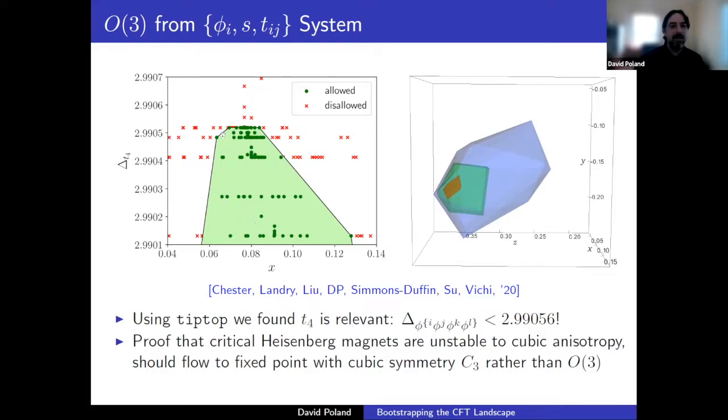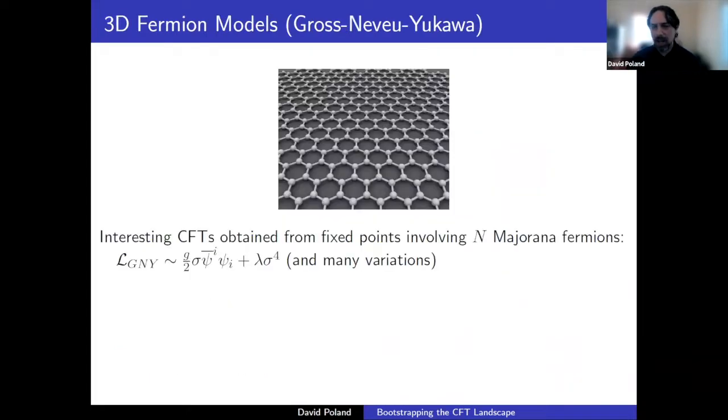And what we found is that the maximum scaling dimension is slightly larger than 2.99. And so from this, we can obtain a numerical Bootstrap proof that critical Heisenberg magnets should be unstable to cubic anisotropy. So perhaps only very slightly so. Okay, so that was one recent application of these methods. In this talk, I wanted to focus on new results.